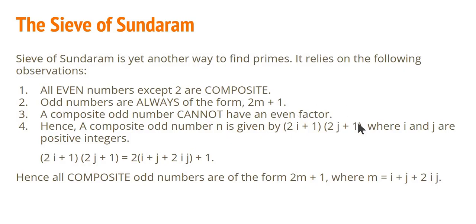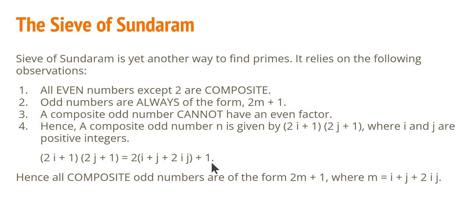Now when I simplify this, it turns out that a composite odd number is of the form 2 times (i plus j plus 2ij) plus 1, where i and j, remember, are integers. What that means is that any number which is of this form is a composite number. Any odd number which is not of this form is hence a prime number. Very thoughtful, very interesting observations, simple ideas, but the consequences are quite amazing.